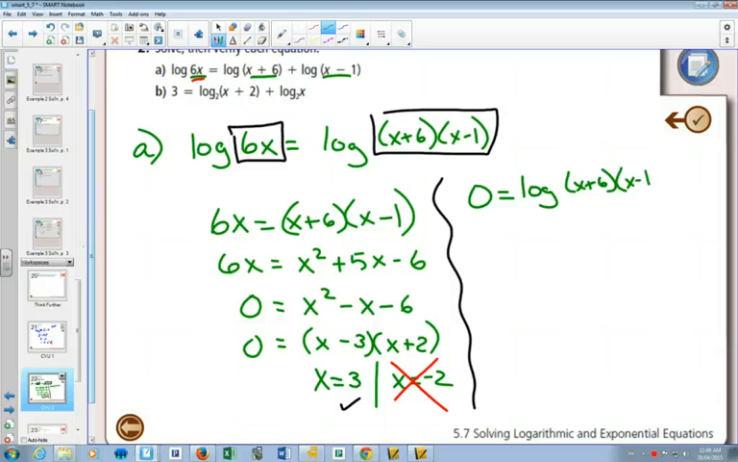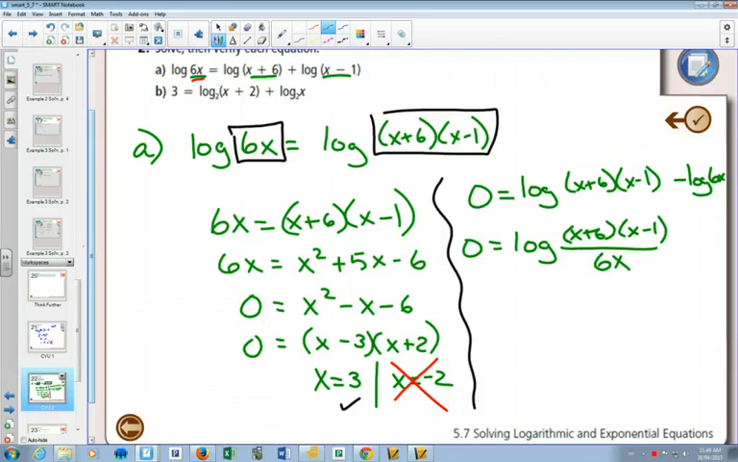the log 6x from the other side. And then subtracting a log is the same as dividing with our log laws. And now we have a single logarithm. With this single logarithm, now we can use the most important step and change it to exponential form. What is the base? 10, because it's not written.